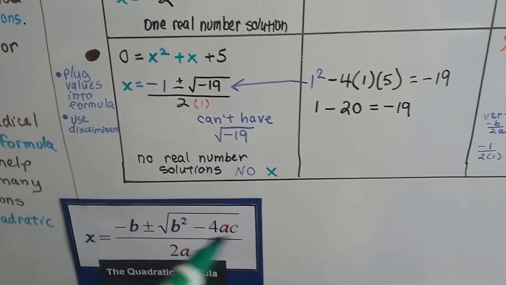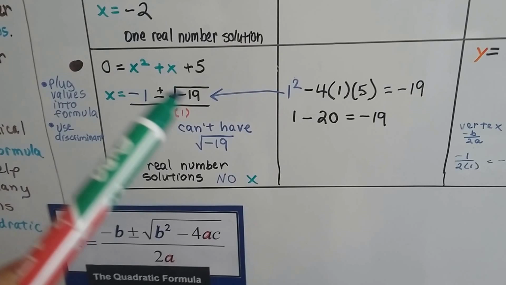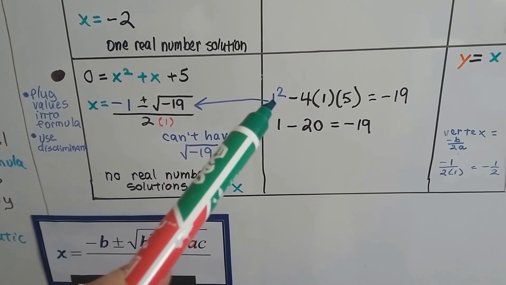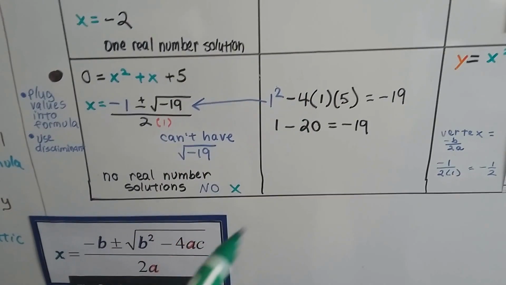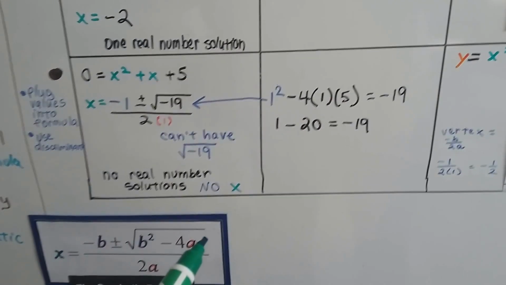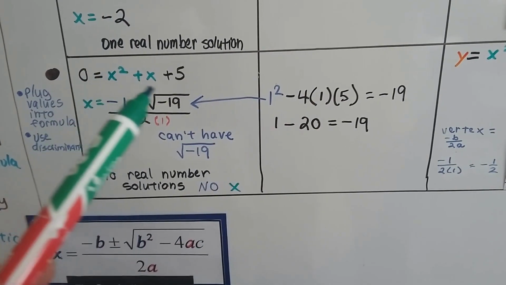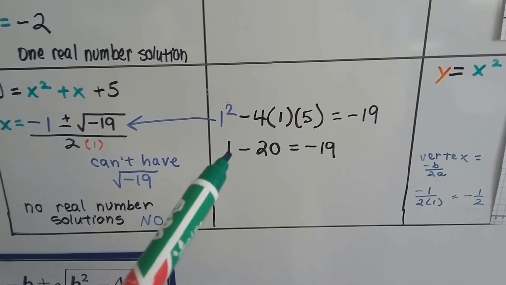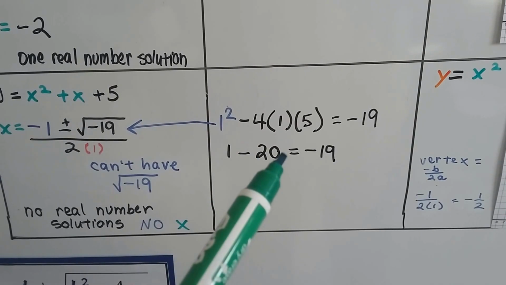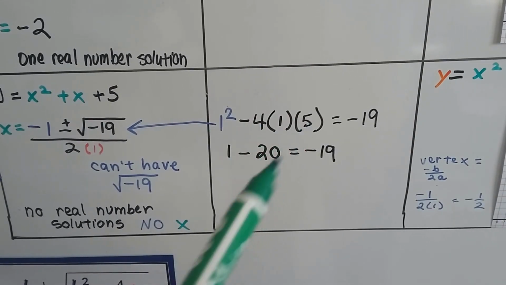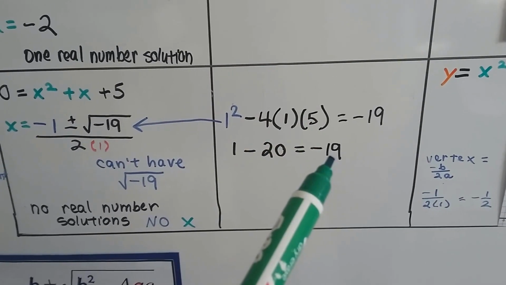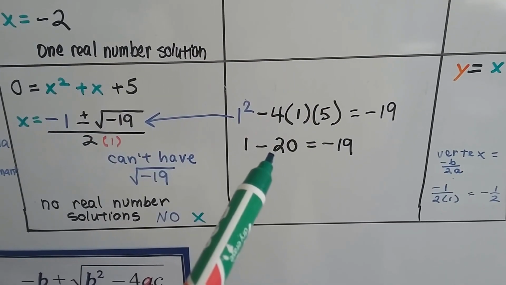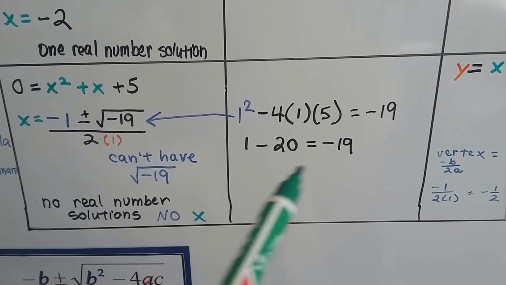So our b is a 1, so we've got 1 squared. That's the b squared, see? And we've got our minus 4 times a times c. Our a is a 1, and our c is a 5. So we've got 1 times 1 is 1, and we need to subtract a 20. That gives us a negative 19. Okay? When we do all this math, we get 1 minus 20, which is a negative 19.